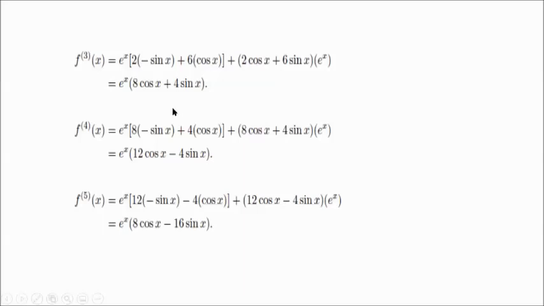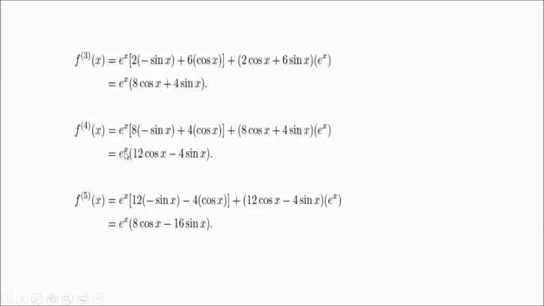Fourth derivative, again, product rule. As you can see, yung pattern is just similar. So, e raised to x, copy. Derivative nito, 8. Derivative ng cosine x is negative sine x plus 4. Derivative ng sine x is cosine x plus, copy. Derivative ng e raised to x is e raised to x.